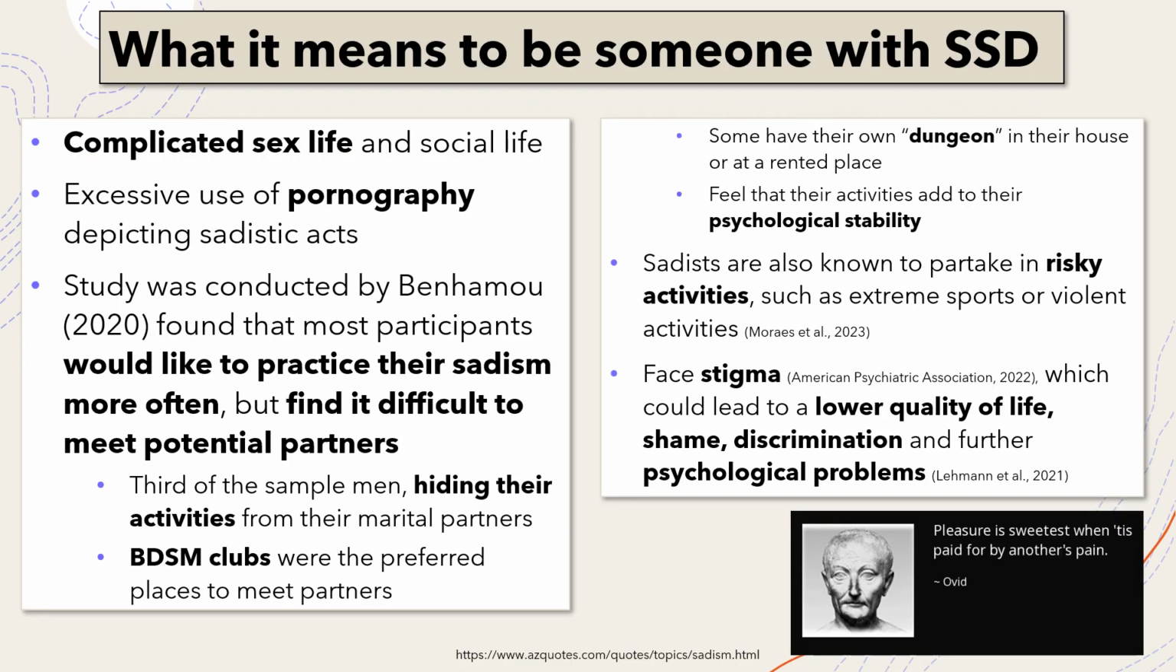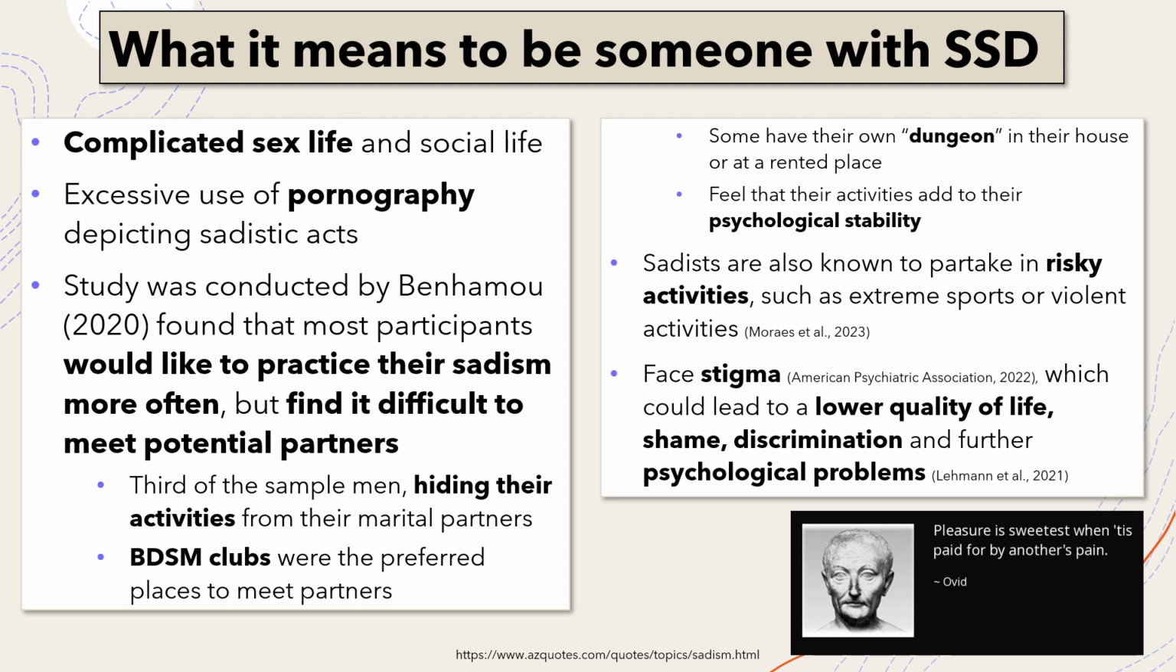A person living with SSD is sure to have a complicated life, in particular, complicated sex life and social life. The person probably has an extensive use of pornography depicting sadistic acts. And a study by Benamau found that most participants would actually like to practice their sadism more often, though they actually find it difficult to meet potential partners. A third of the sample were men hiding their activities from their marital partners.